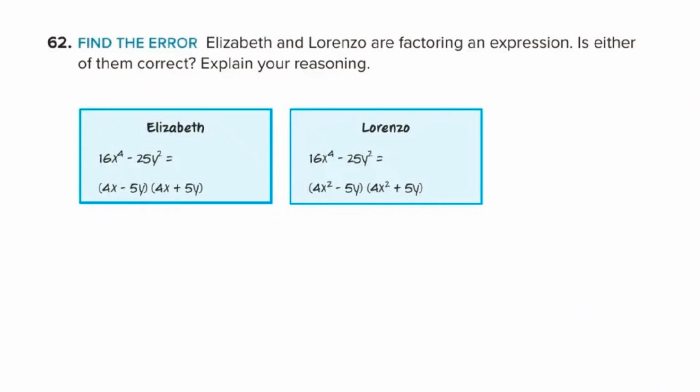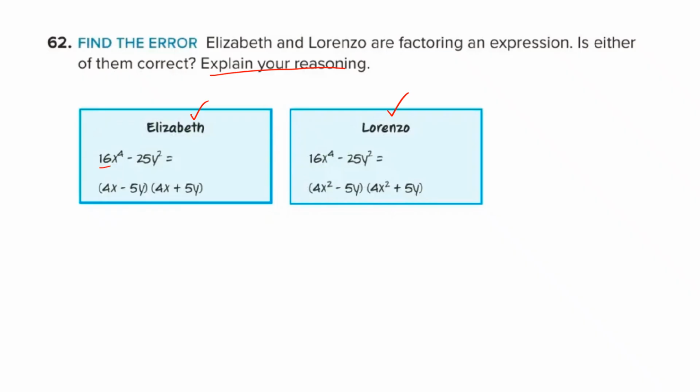In the next question, we need to find the error. There are two people here, Elizabeth and Lorenzo, who are factoring an expression. Now you need to check out of these two, who is correct, Elizabeth or Lorenzo. So let's see in detail what they have done, and we also need to explain your reasoning. So these are all higher level critical questions. So first observe which identity will work for you while you are going to factor this expression.